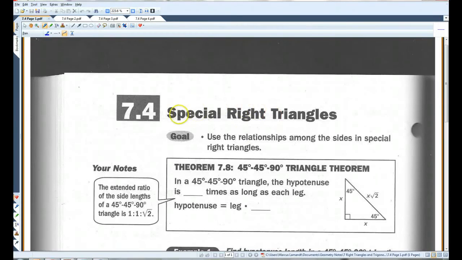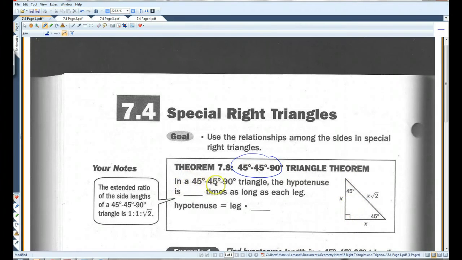Right, 7.4, special right triangles. Okay, there are two types of special right triangles that you need to know. The first one is the 45, 45, 90 triangle. That means that there are two angles that are 45 degrees and then a 90-degree angle.